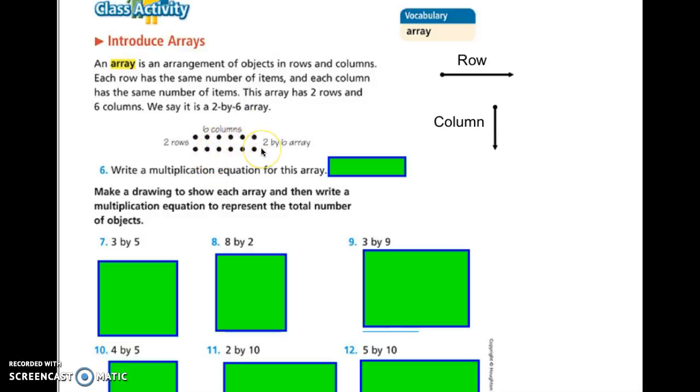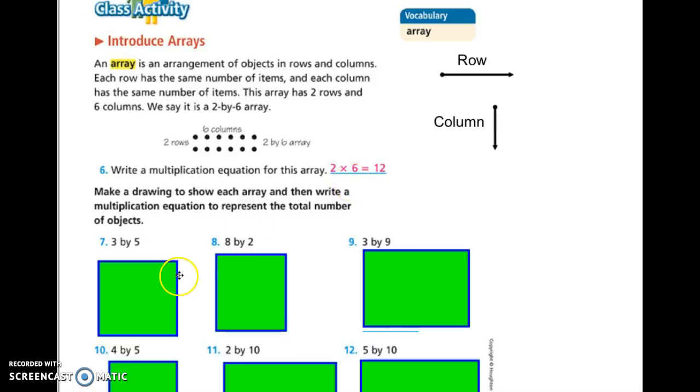Okay? So we look here, we had 2 rows and we had 6 columns. Okay? So we want to write that as a multiplication equation. We're going to write the rows first and then the columns. So 2 rows, so we're going to do 2 times the number of columns, which is 6. So 2 times 6 is 12.